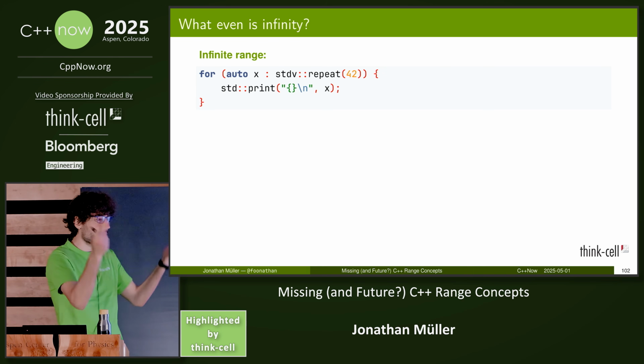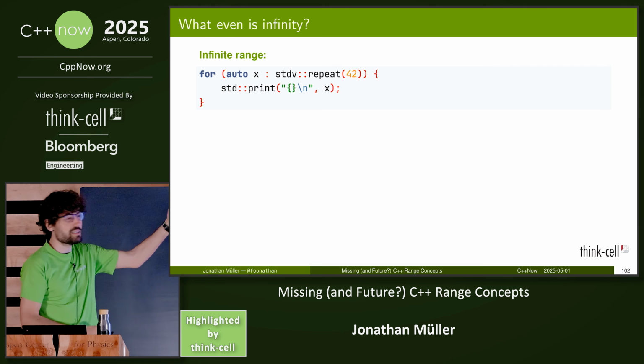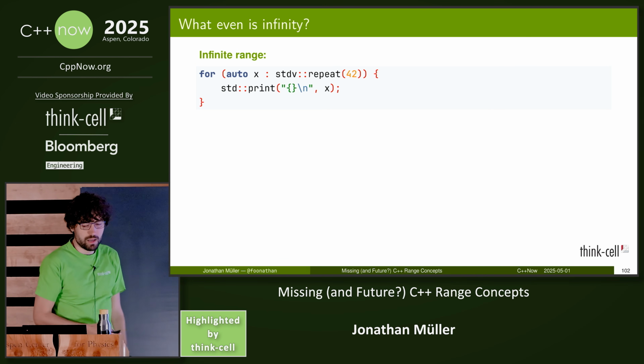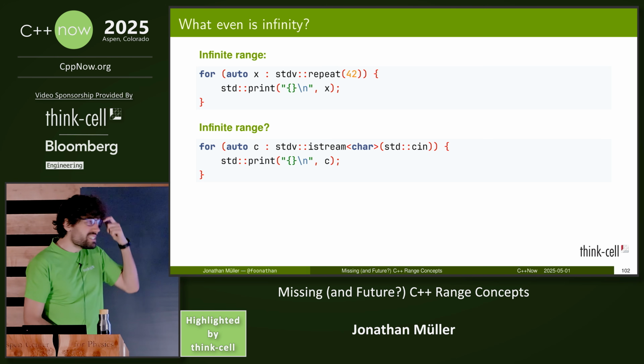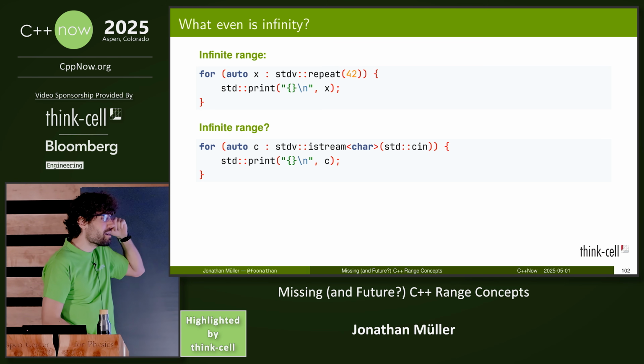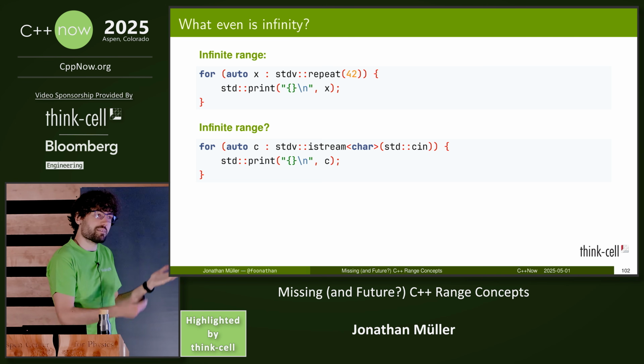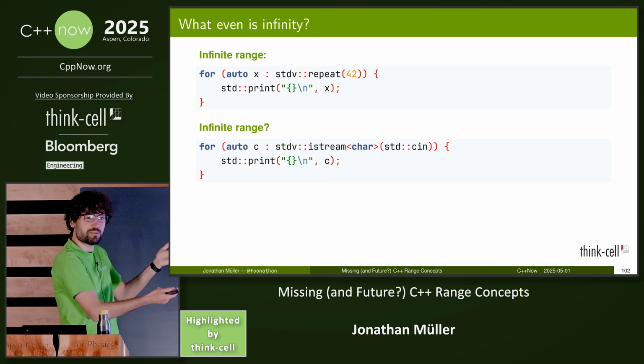And then, of course, the problem: what even is infinity? This is an infinite range. You will just repeat 42 forever. This will print 42 forever. But is this an infinite range? I mean, surely at some point the user is going to stop providing us input. But it might not, and then this is an infinite range.